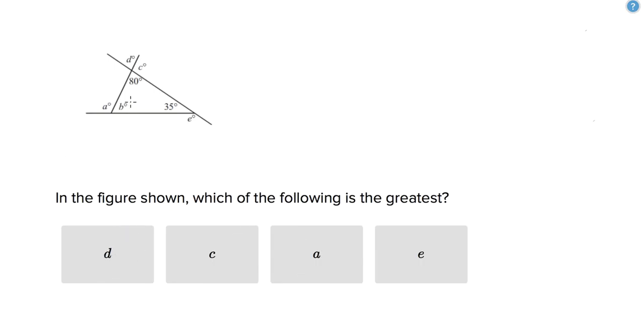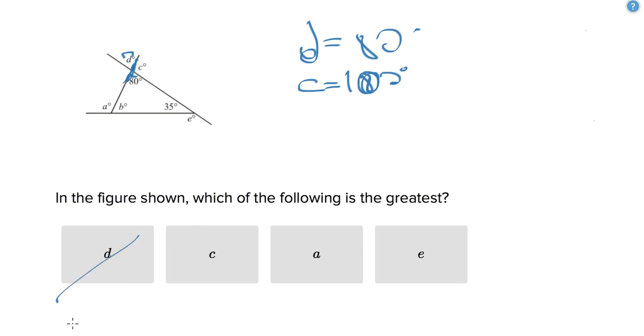The easiest one to figure out right away is D, because it is opposite 80 degrees. They're both vertical angles, so we know D has to equal 80. And then the second easiest is C. Since C and 80 are both supplementary, they have to add up to 180, and 100 plus 80 equals 180. So we know C has to equal 100 degrees. So already we know D is not going to be the largest one because C is greater than it. So we can cross out D right away.